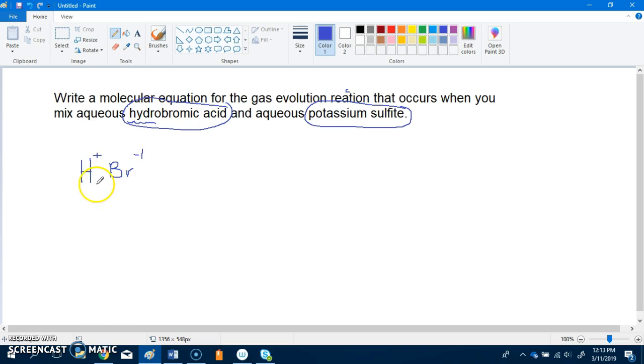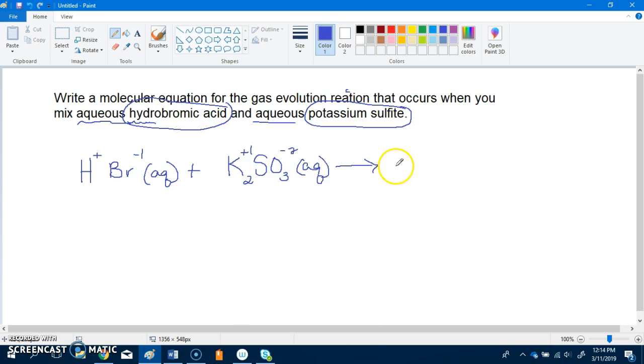If I do the crossover method, it would be a 1-to-1 ratio, but I don't have to write that. And it says that it's aqueous, so I can put aq here to identify that. Next, I have potassium sulfite, and potassium is in group 1 on my periodic table, so it's going to be a +1. And sulfite, when I look it up on my polyatomic table, has a formula of SO3 and a charge of -2. So when I do the crossover method, it means I'm going to have 2 potassiums for every 1 sulfite. And this is also aqueous, as it says right in the question.